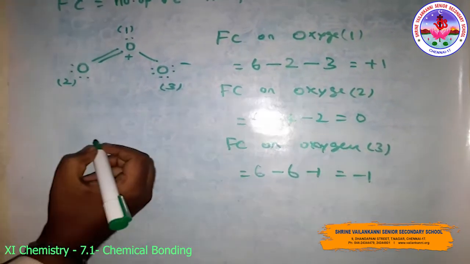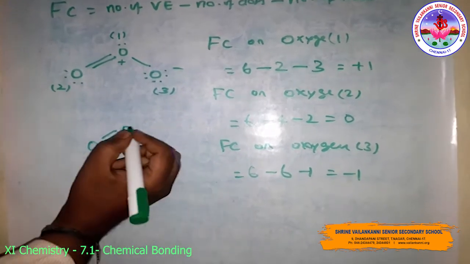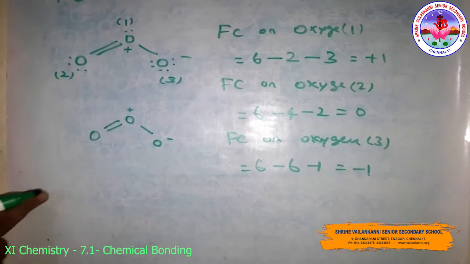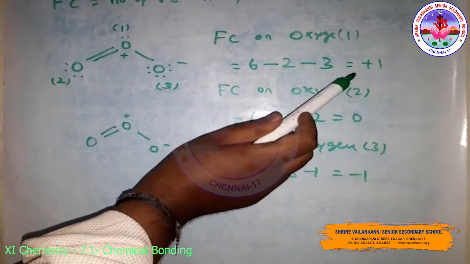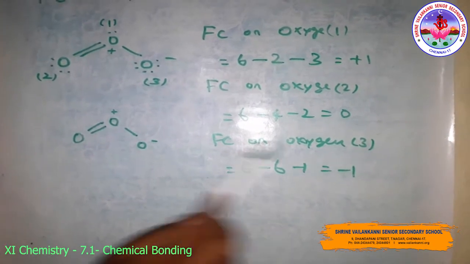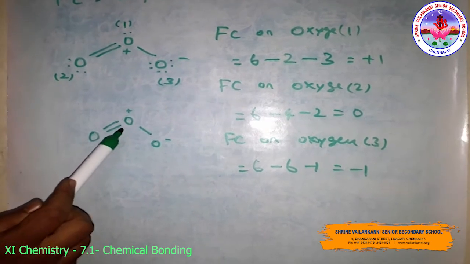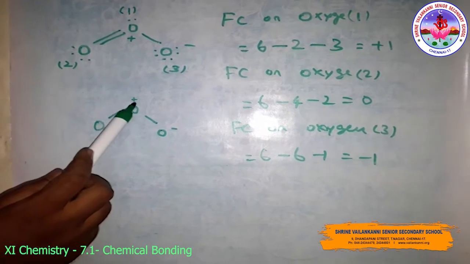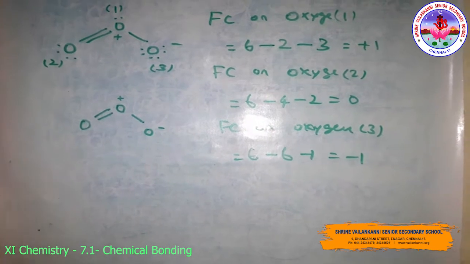So simply we can write that this one has the minus and this one has the plus charge. So this is the formal charge for the O3 molecule: the first oxygen plus 1, the second oxygen 0, and the third oxygen minus 1. Okay.